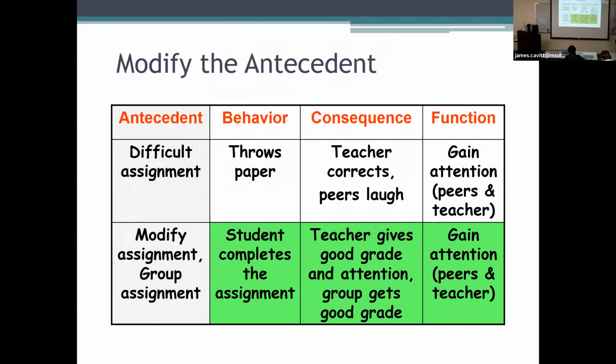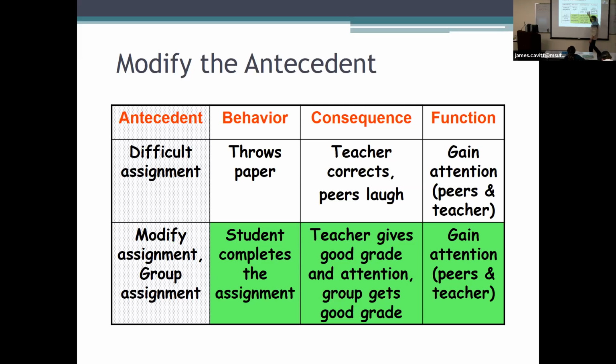This is a chain of behavior. This is a change where we change the antecedent. Let's look at the top one here. Do we see the chain of behavior that's occurred, where the function of the behavior was that he wanted to get attention from his peers and teacher? He had a difficult assignment, maybe throws paper, the teacher's correcting, like, oh, don't do that, John. And peers laugh, he's getting attention.